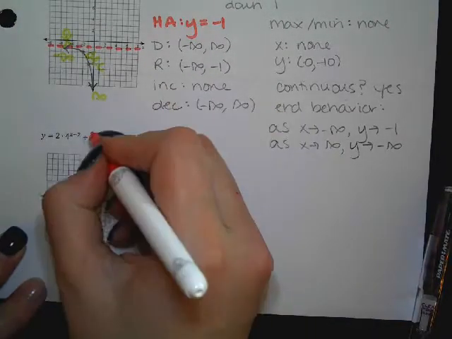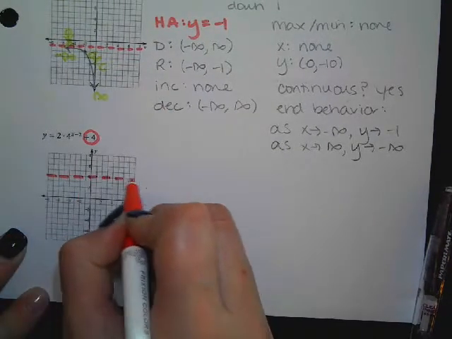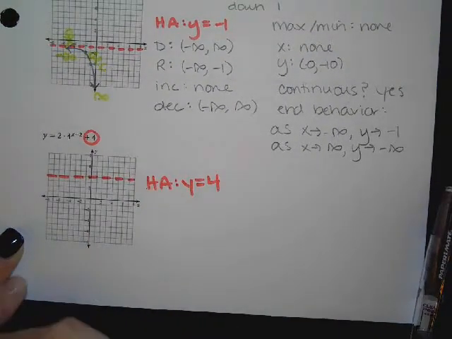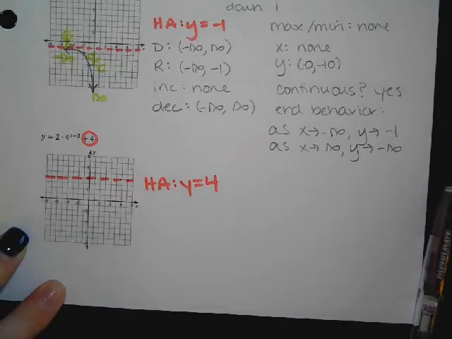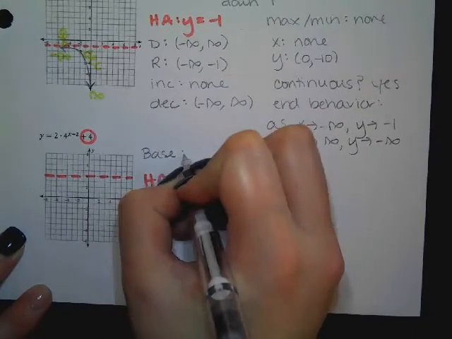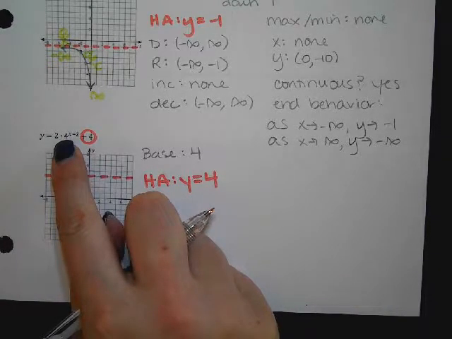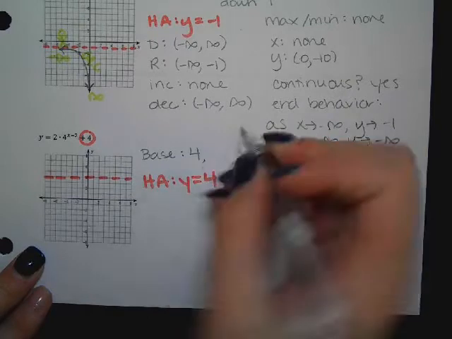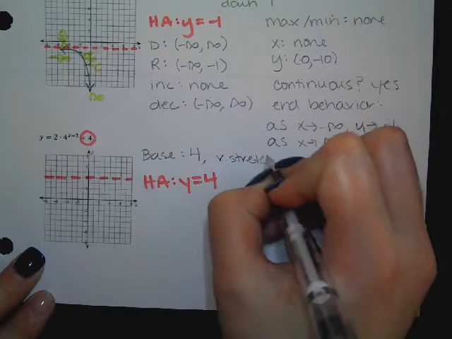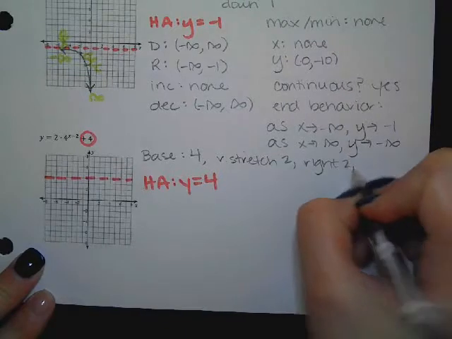Again, I'm going to look at that horizontal asymptote. This one's at 4. And then I also want to know what the base is and write down what all those transformations are. So the base is 4. The base is whatever number has the exponent. So since the base is 4, that means that the 4 is not included in any of the transformations. So we have a vertical stretch of 2, right 2, and up 4.